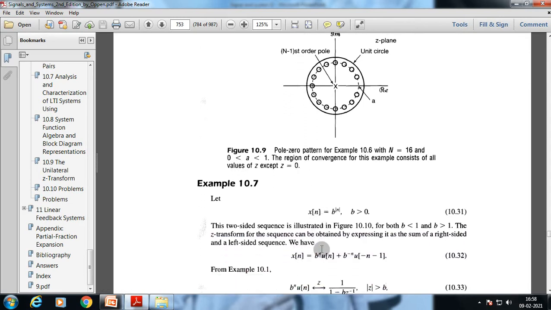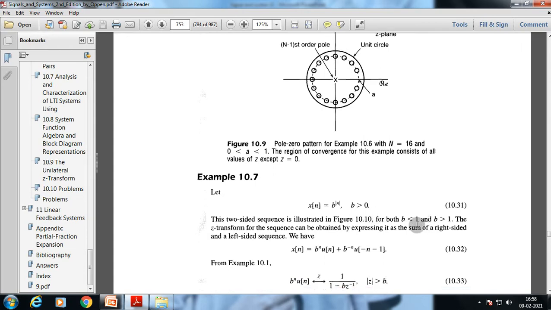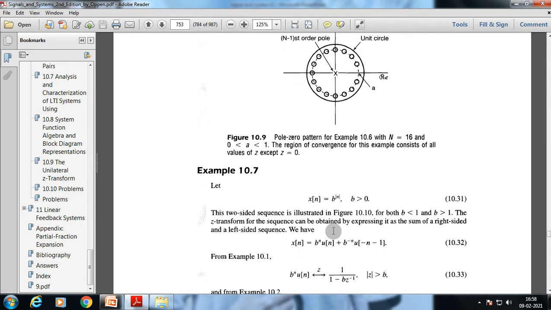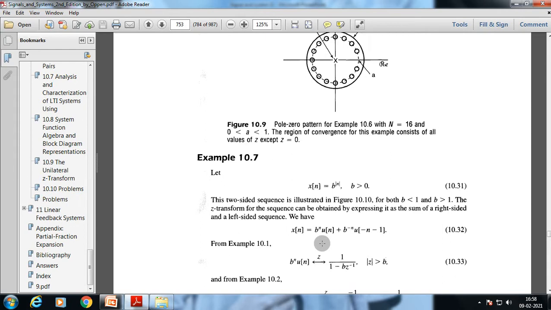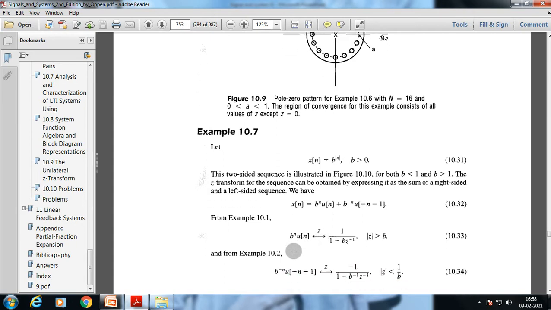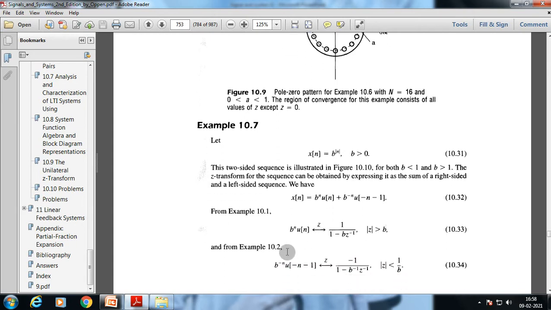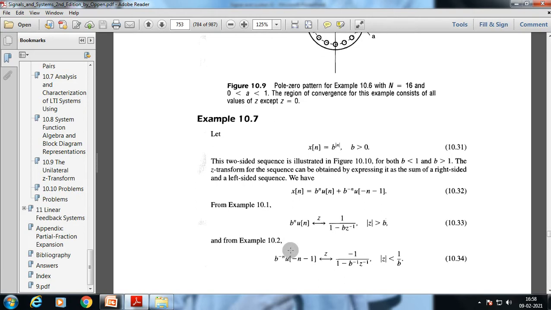Example 10.7: x of n is b to the power mod n. This two-sided sequence is illustrated here, for both b less than 1 and b greater than 1. The z transform for the sequence can be obtained by expressing it as the sum of right-sided and left-sided sequences. We have x of n is equal to b to the power n u of n plus b to the power minus n u of minus n minus 1. For example, b to the power n u of n has z transform 1 by 1 minus b z to the minus 1, mod z greater than b. From example 10.2, b to the power minus n u of minus n minus 1 has z transform minus 1 by 1 minus b to the minus 1 z to the minus 1, mod z less than 1 by b.